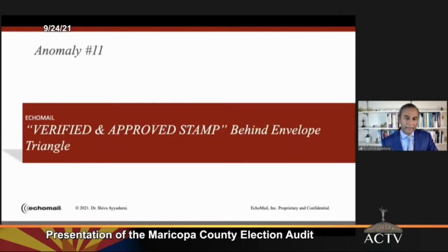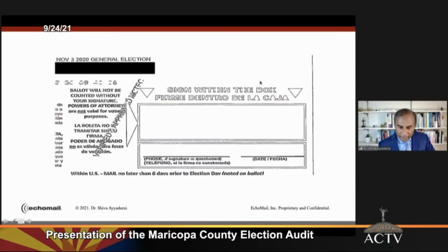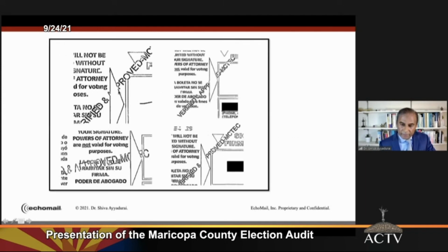Then finally, the last anomaly I want to show, where we saw something fascinating, is where the verified and approved stamp, and you have to look at this carefully, is occurring behind the envelope triangle. Let me explain. If you look at this carefully, this is an image of an envelope. Here is a triangle, which is pointing people to print here. Now you would think if it was stamped, this stamp should be over this image, but it is actually behind the triangle. All right? And you see it here again, close up here.